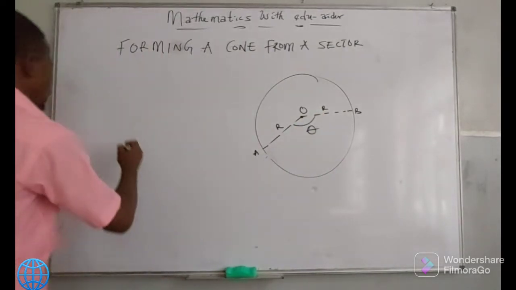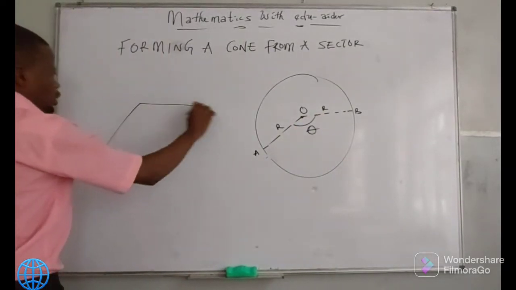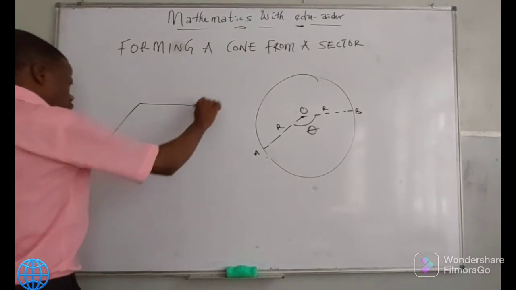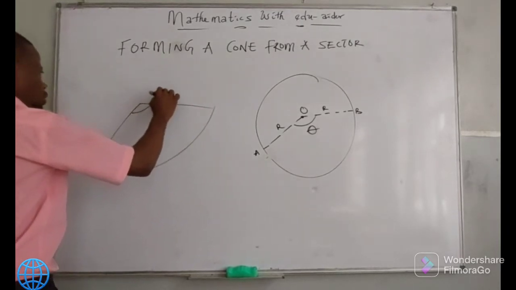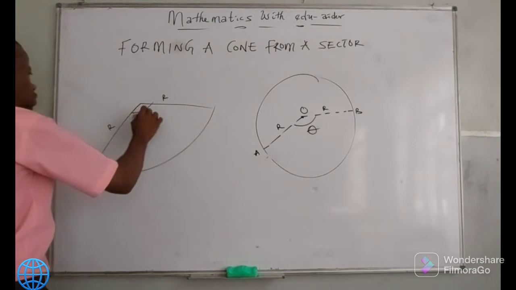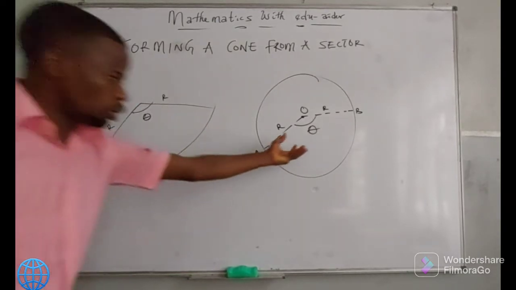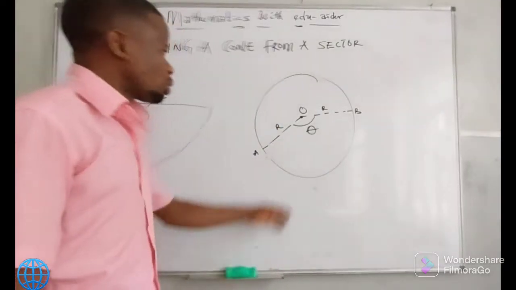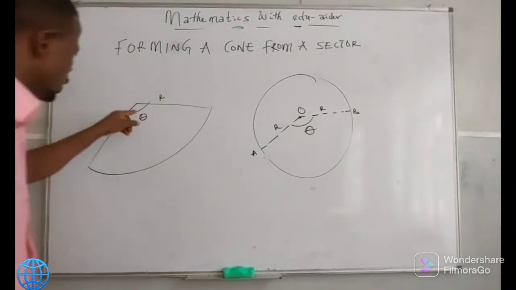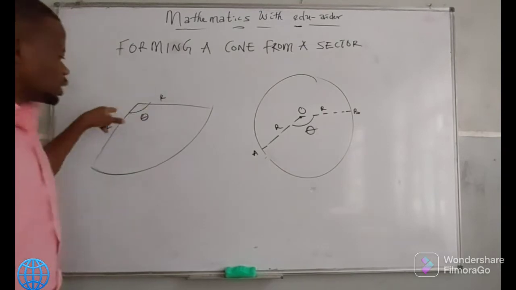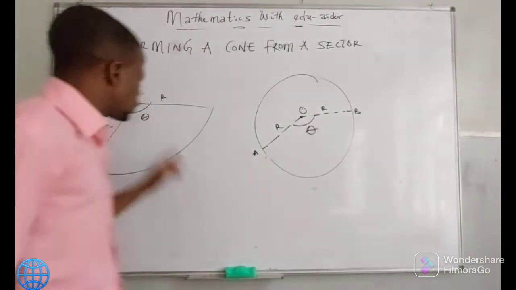So if I draw that out, I have something like this. Assume this is my radius, this is my radius, and this is my theta. Now, this is a sector drawn out of the circle, and the angle subtended by that sector is theta. These are the radii, right?